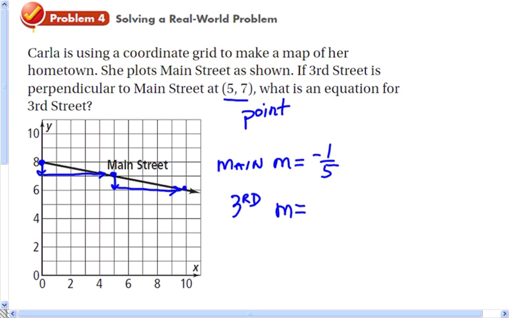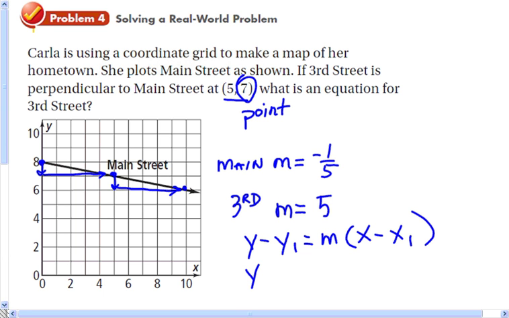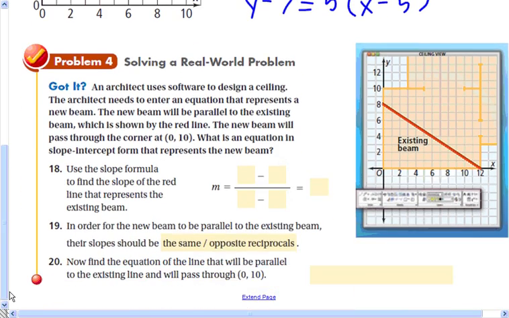So flip those over, 5/1, make it positive. So the slope would be 5. So now I'm going to use my slope intercept form. Substitute the y value, which is 7 for y. The x value is 5, and the slope is 5, and there's an equation. Go ahead and try this problem. Check back for the answers.